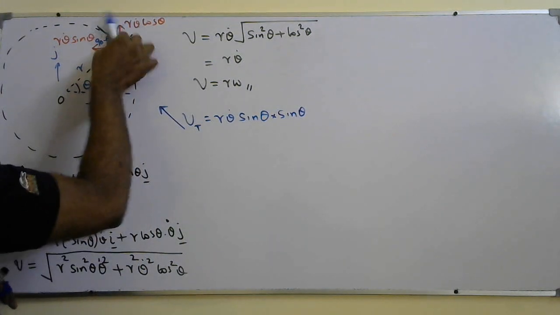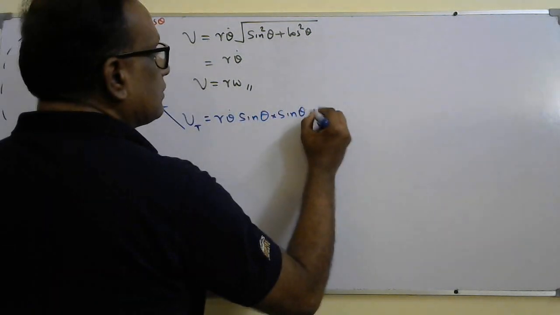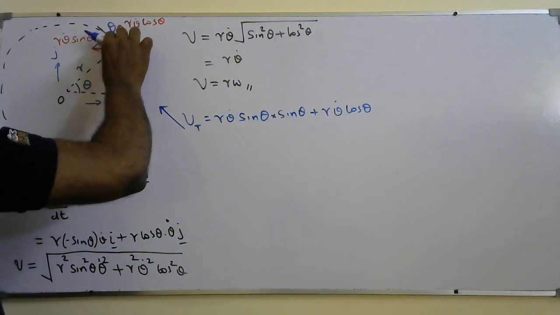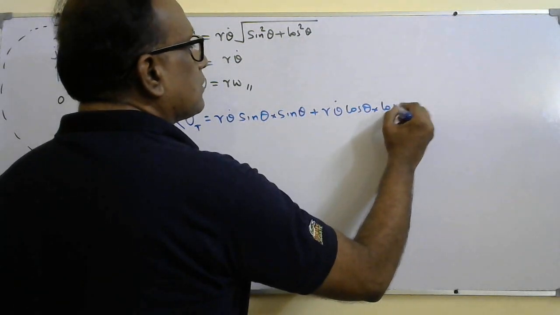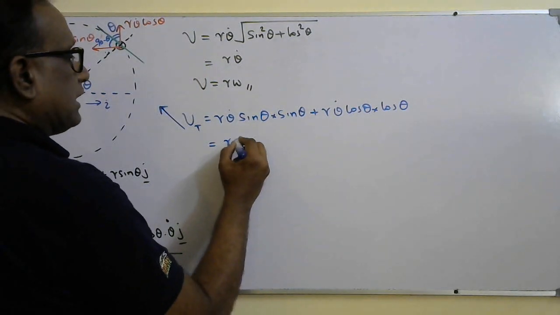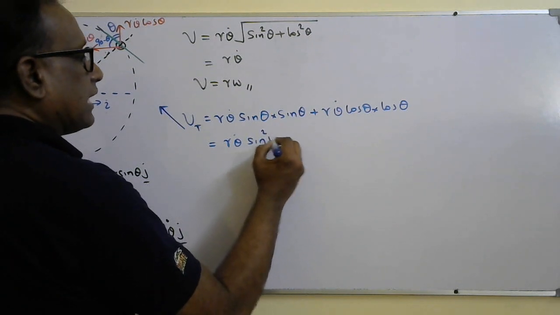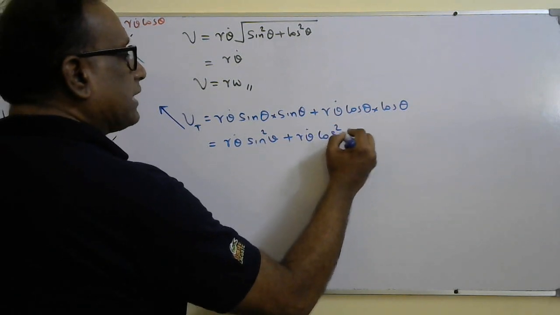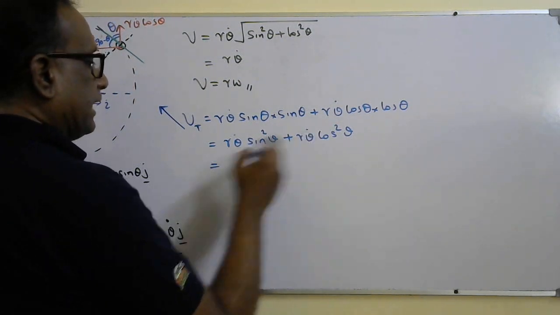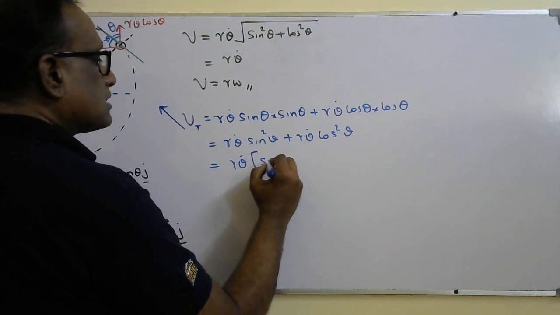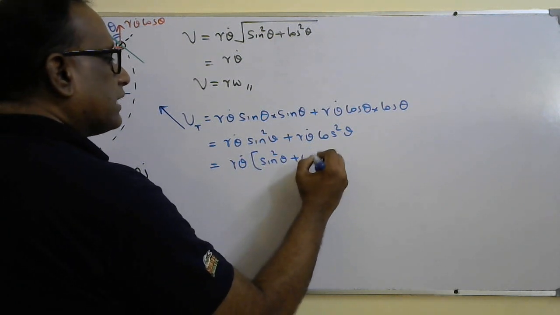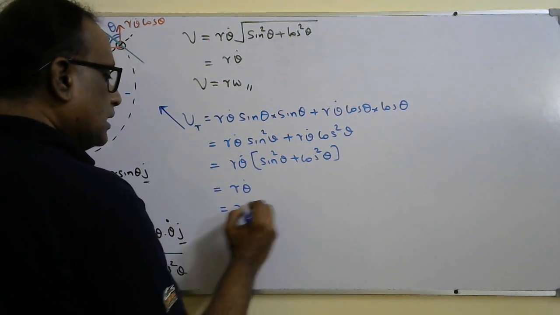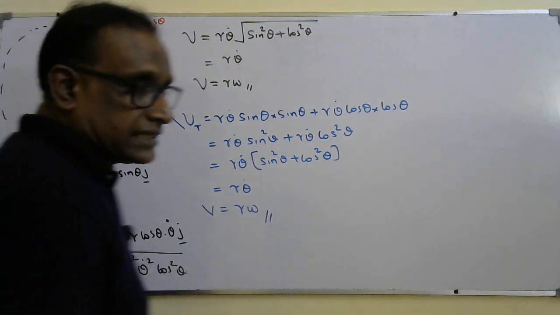Then if I resolve this one along the tangent, r theta dot cos theta times cos theta. So that's going to be r theta dot sin square theta plus r theta dot cos square theta. If I take r theta dot common, sin square theta plus cos square theta is 1. So r theta dot, that is r omega. That is the velocity along the tangent.